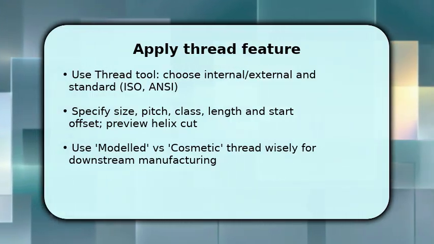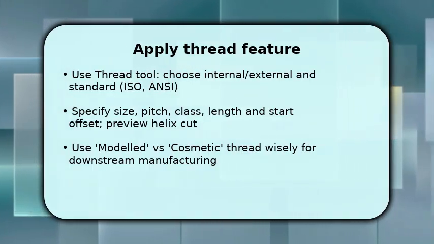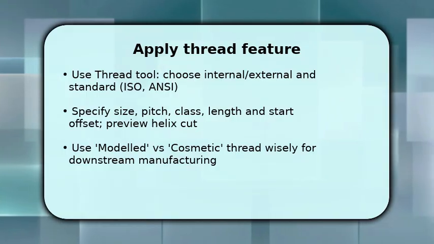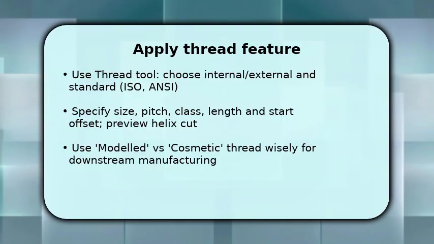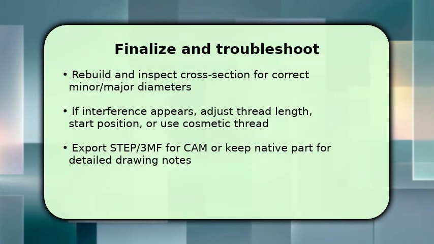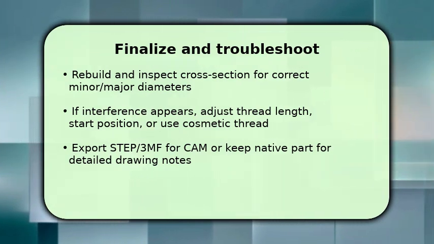Once the parameters look correct, decide whether you need a modeled physical geometry or cosmetic annotation-only thread. This choice affects file size and CAM downstream. You finish by rebuilding the model and inspecting a cross-section to verify minor and major diameters and the thread profile.